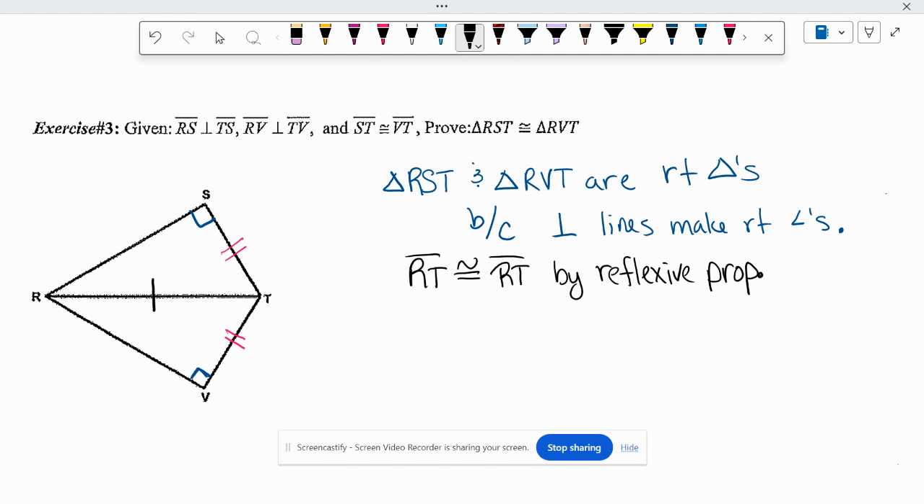Okay. So we've already said that we have right triangles. We were given congruent legs, and now we have a congruent hypotenuse. So can we say that the 2 triangles are congruent? Yes. So triangle RST is congruent to triangle RVT by hypotenuse leg. And that's it. We've proved that theorem.